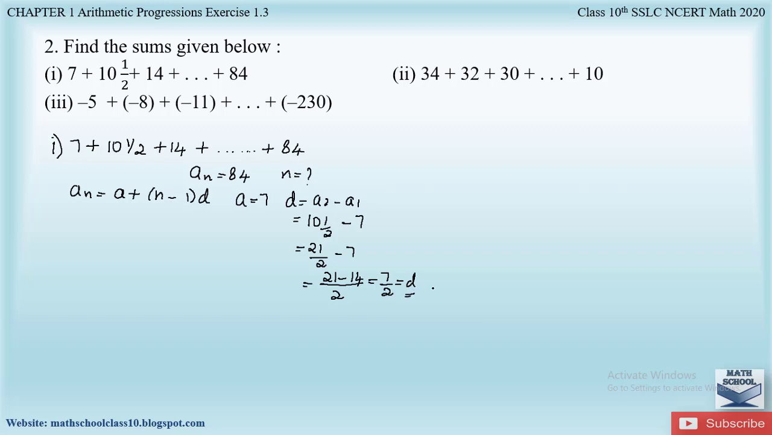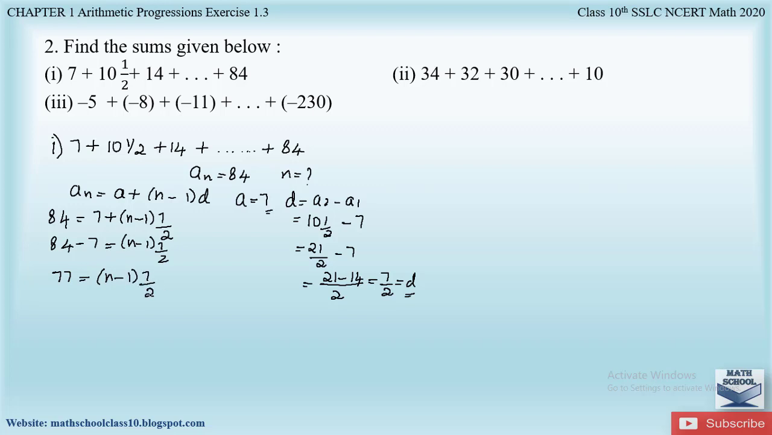Now using this d value and a value, we will substitute here and find the n value. So an we know is 84, which is equal to a, 7, plus n minus 1 into d, which is 7 divided by 2. Let us send this 7 to the left hand side. So it will become 84 minus 7 is equal to n minus 1 into 7 by 2. So what is 84 minus 7? That is 77, equal to n minus 1 into 7 by 2.